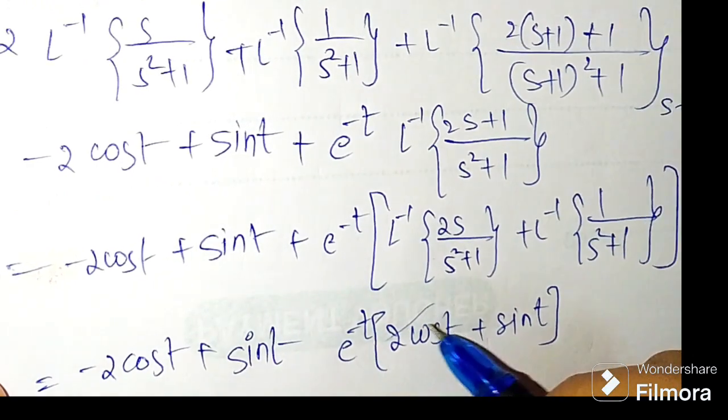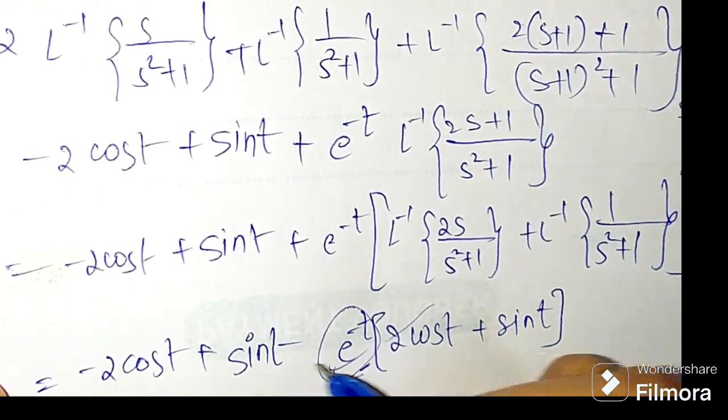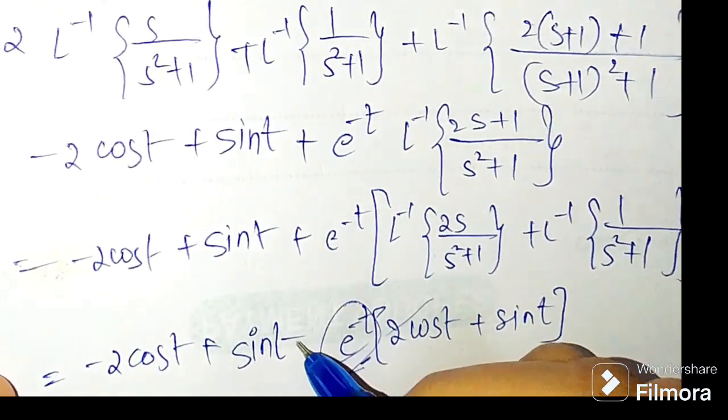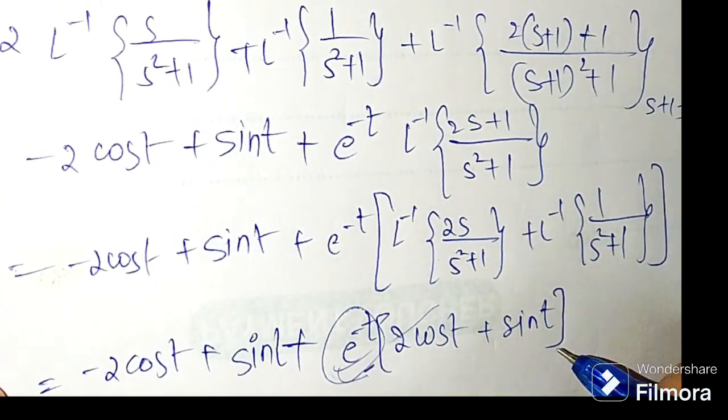Don't cancel this and this, okay? E power minus t is there, don't cancel. So this is plus. So this is your final answer.